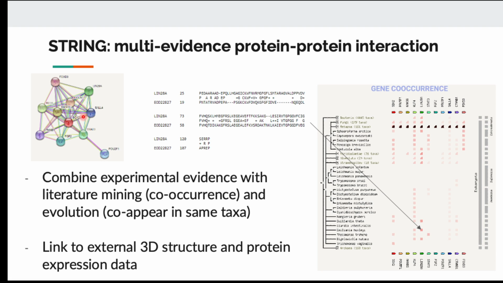So basically STRING will try to give you more hypotheses about protein-protein interaction that you can use to understand if two proteins are related together or not.